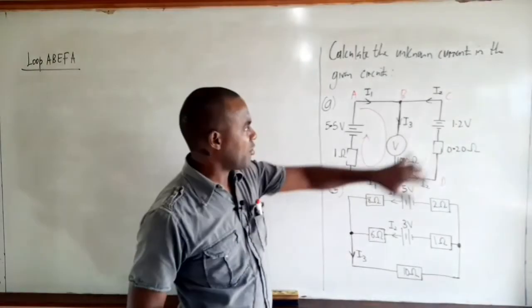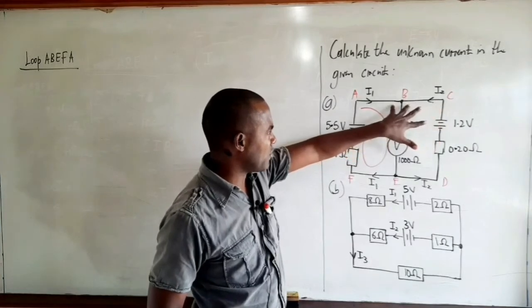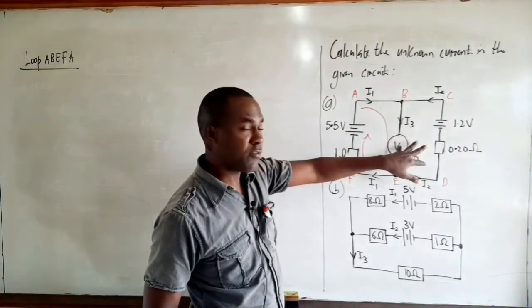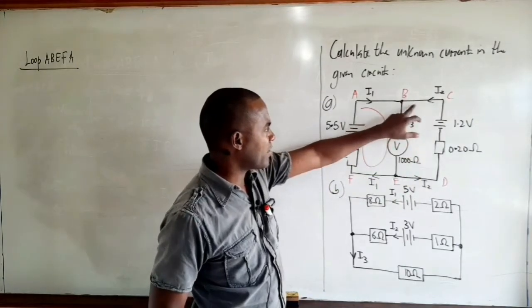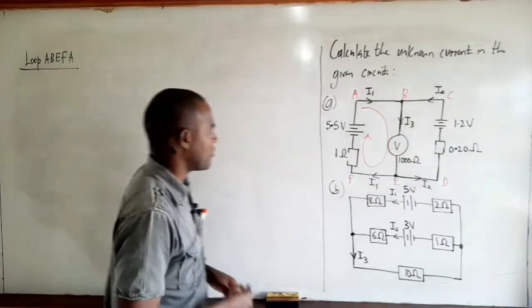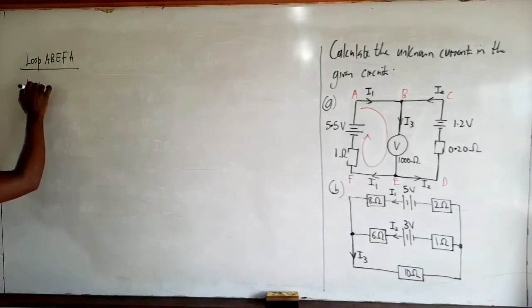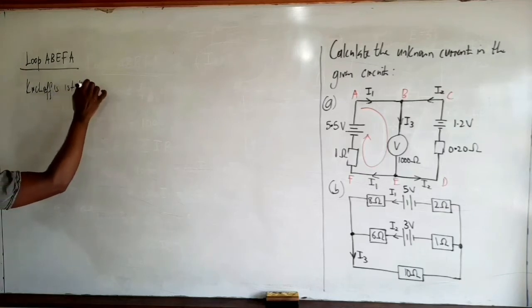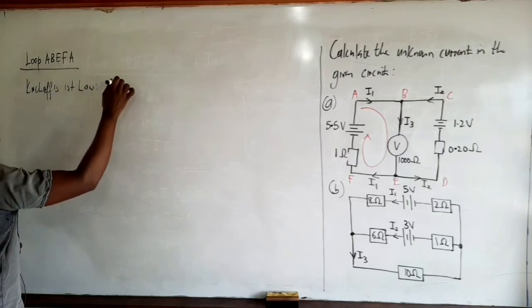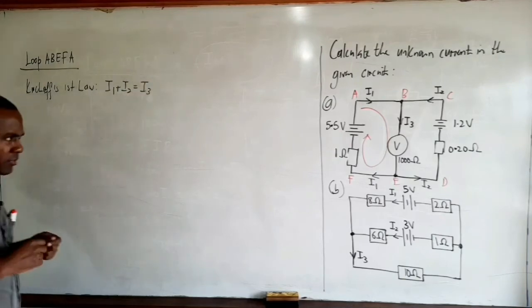So if we examine junction B, currents I1 and I2 are flowing into junction B, current I3 is flowing out, and therefore according to Kirchoff's first law, I1 plus I2 is equal to I3. So by Kirchoff's first law, we see that I1 plus I2 is equal to I3, right?